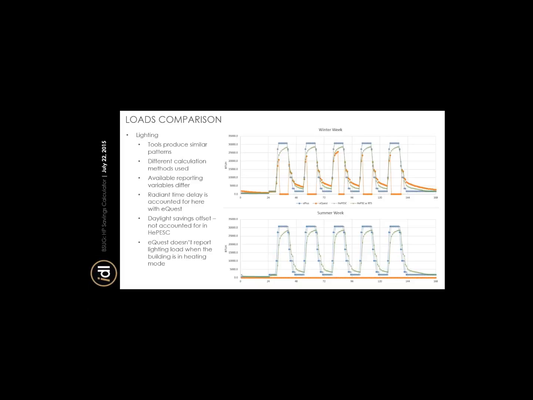You can see the radiant time delay is accounted for in eQuest where it's not in EnergyPlus. You might have trouble seeing the EnergyPlus line. It is the blue line, and then the heat pump calculator is gray, and they're kind of right on top of each other, the blue and gray. You can see below on the summer week we have, excuse me, an offset for daylight savings time. Our tool is not doing anything for daylight savings time, but the others are.